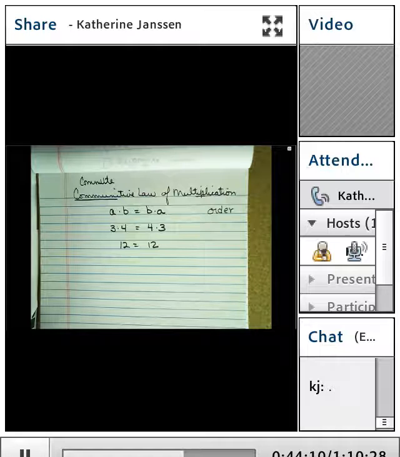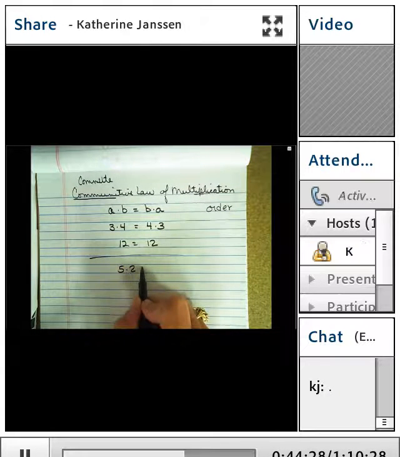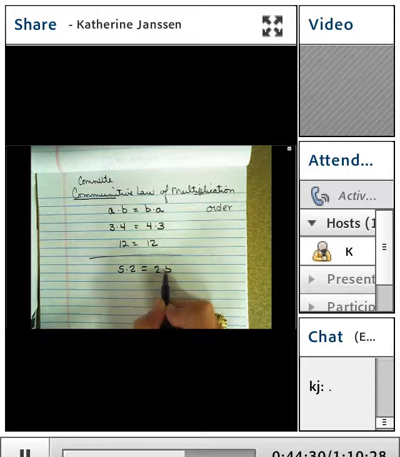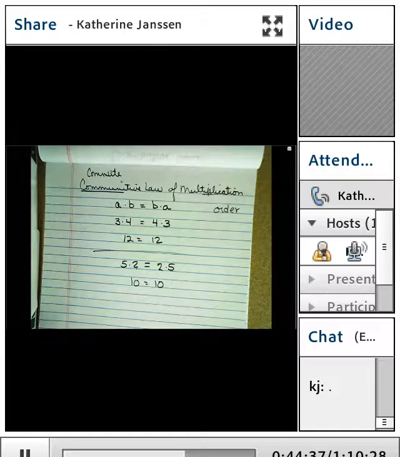Commutative law for multiplication. 3 times 4 is the same as 4 times 3. As long as it's all multiplication, the order of your terms can move around, switch. Let's try another one. 5 times 2 should equal 2 times 5. 5 times 2 is 10. 2 times 5 is 10. The commutative law for multiplication, the order of your terms can change, can commute.